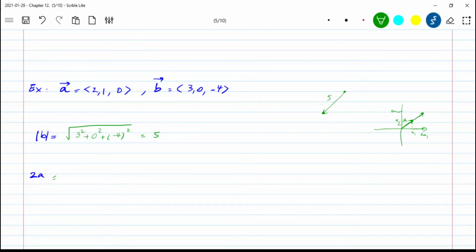So what is the component of the new vector? It is basically rescaled. So 2a would be 2 times each entry. It would be 4, 2, and 0. This would be the vector 2a. On the other side, what would be negative b? Negative b would be negative 3, 0, and positive 4.